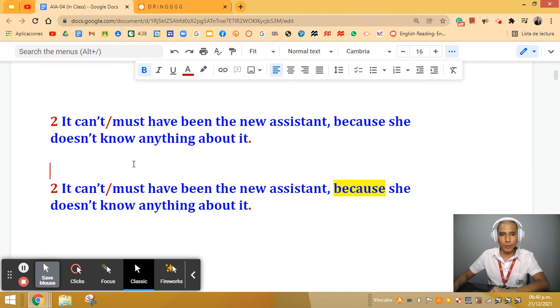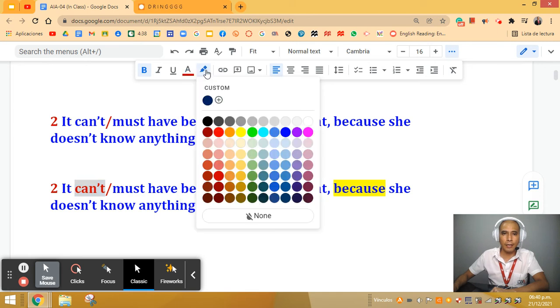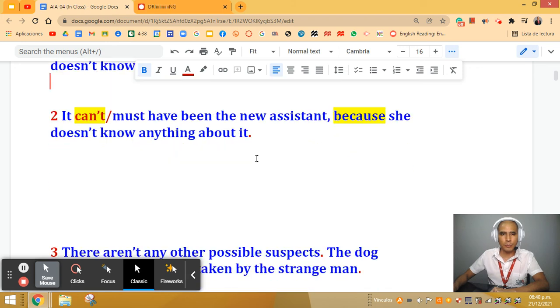That's why between can't and must, the one that I want to choose is can't. It can't have been the new assistant because she doesn't know anything about it. So I'm going to choose can't. I'm going to turn it red and highlight it with yellow. So it can't have been the new assistant because she doesn't know anything about it. In this case, I'm pretty sure that is not true. All right. Let's continue with number three.